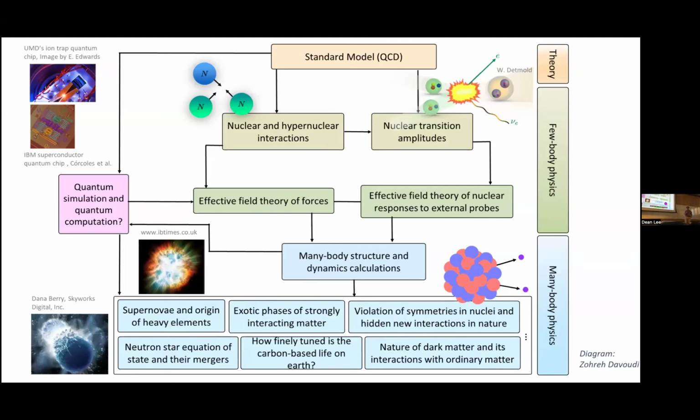For over 50 years now, I think, we've had this wonderful theory of the standard model and QCD, and we'd ideally like to be able to make predictions with it. I'd like to be able to predict and answer lots of questions down here at the bottom.